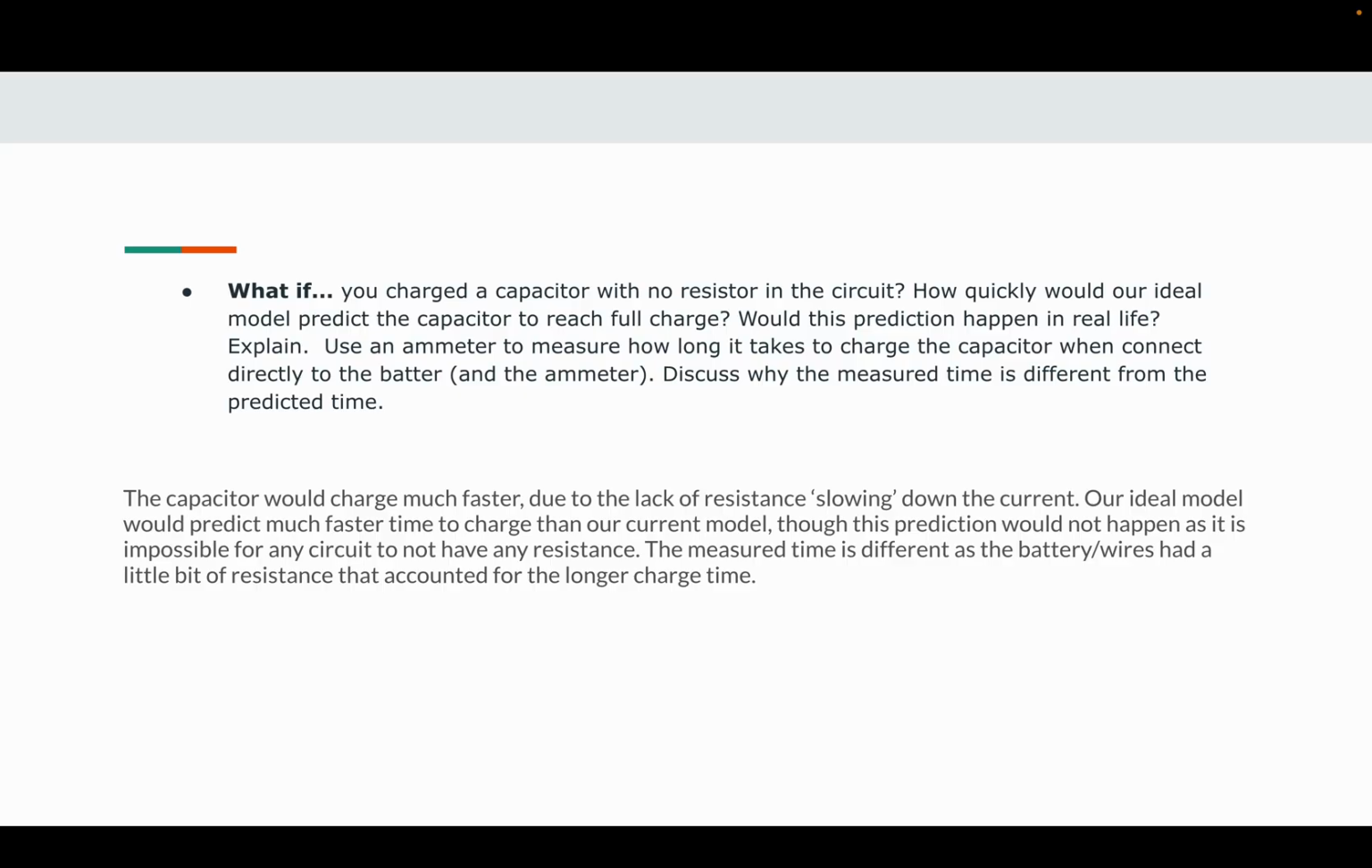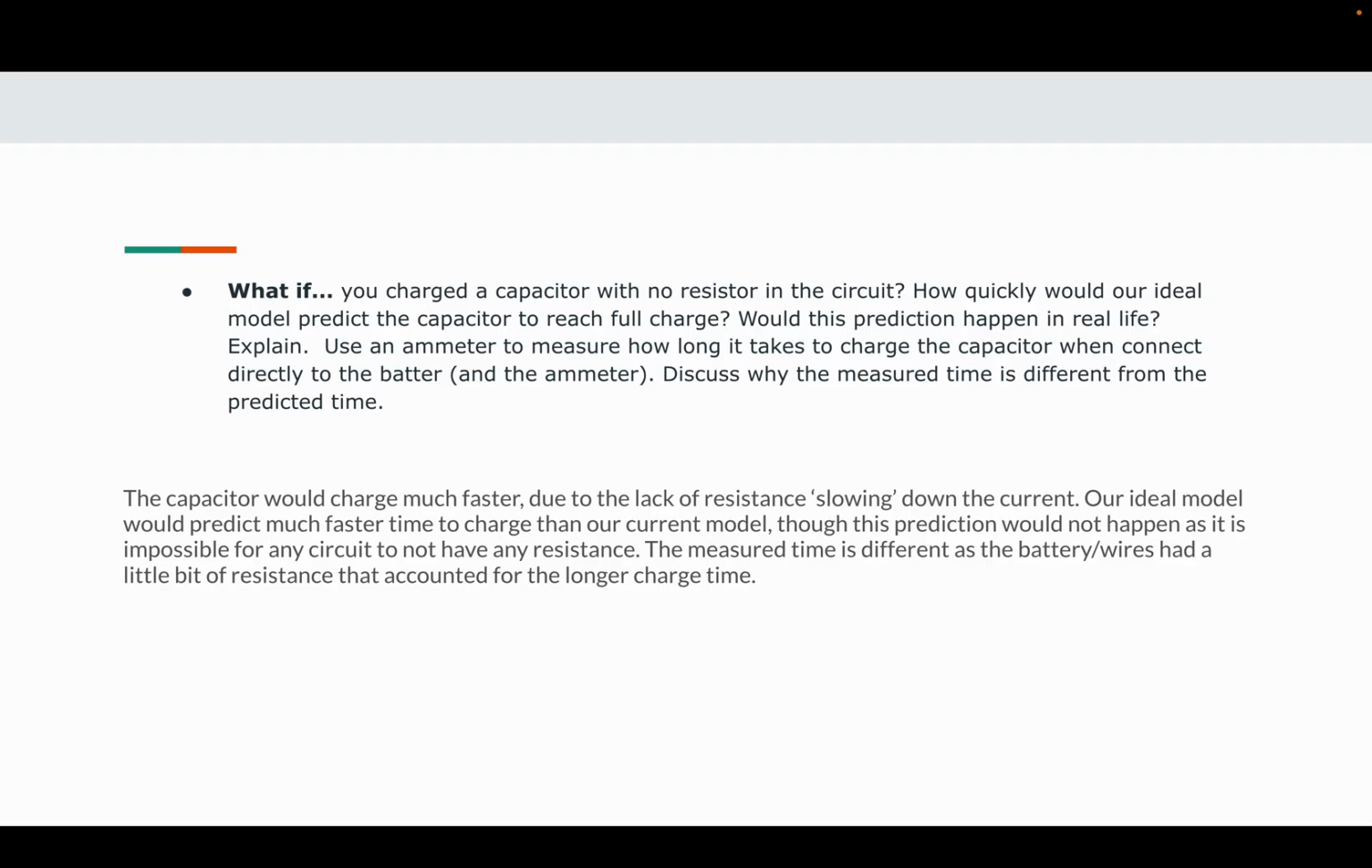So for the what if, the capacitor would charge much faster if there was no resistance in the circuit at all, as there would be a lack of resistance slowing down the current charging the capacitor. This ideal model would predict a much faster time to charge than our current model, though this prediction is not possible, as it is impossible for any circuit to not have any resistance, as every battery or every wire will have a little bit of resistance no matter how hard you try to make it 0.